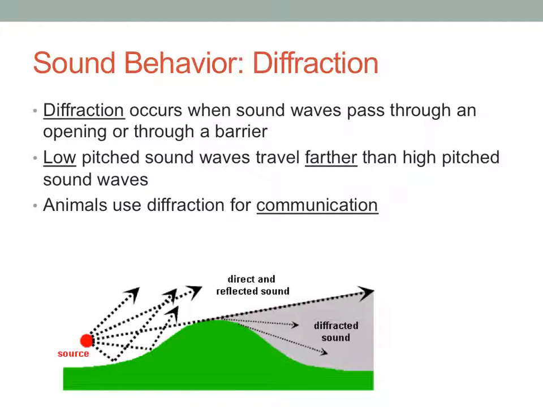Low-pitched sound waves travel farther than high-pitched sound waves, and because of that, animals can use it for communication because those low-pitched waves travel a lot further. Animals who travel over long distances can use that diffraction, that bending, that spreading of the wave, to identify where other animals are. Elephants tend to use that. They use several different things, and we'll watch that video at a later date.